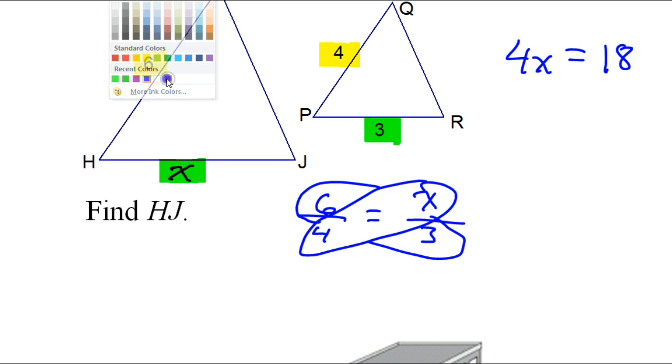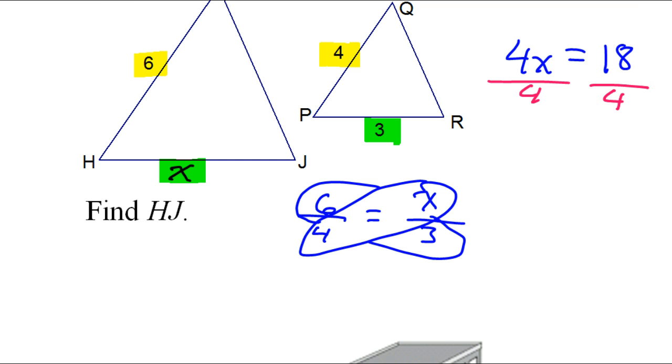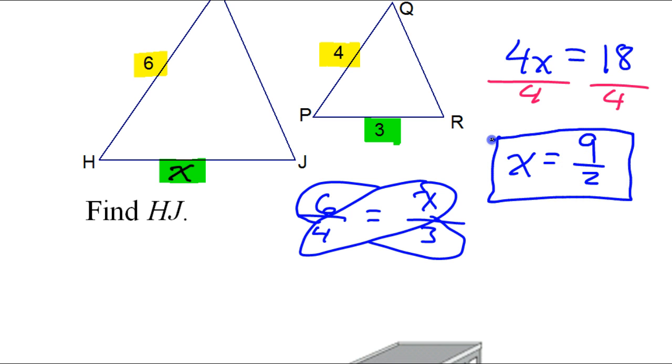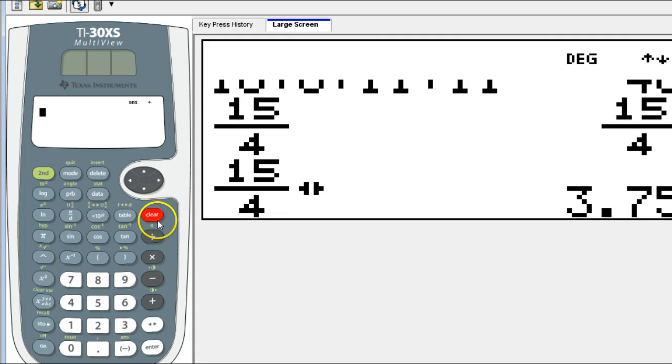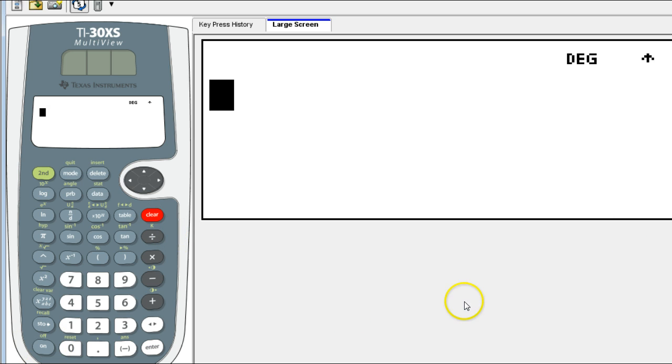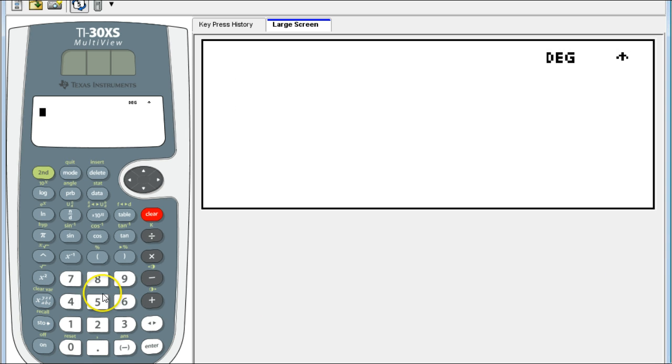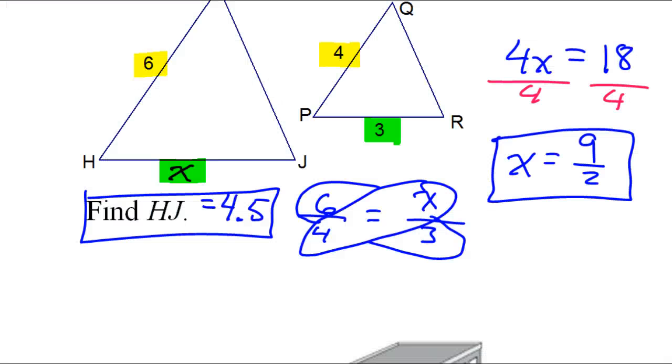And then you divide. All right, that will reduce. So that's going to give me x is equal to 9 over 2. Okay, I'm just reducing. So that's one form of the answer. As a decimal, 9 divided by 2 is 4.5. So HJ should equal 4.5. That's another way to look at it. Okay, just in case anybody doesn't believe me. Okay, all right, moving on.